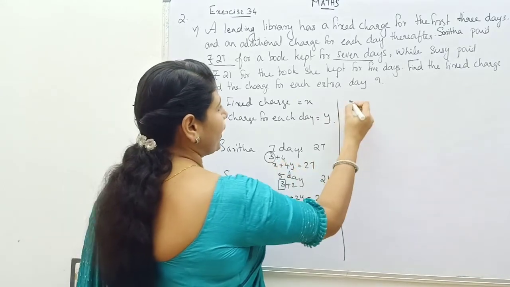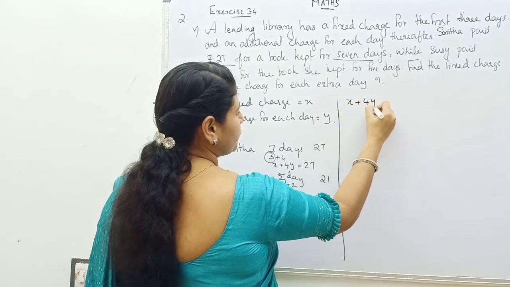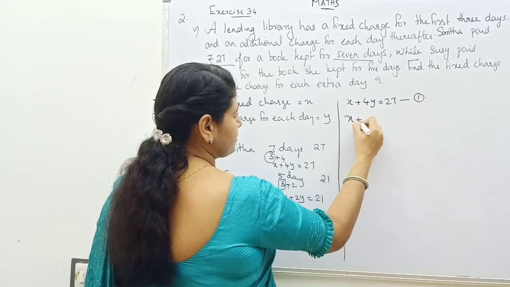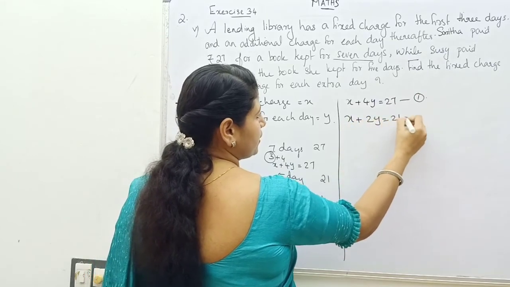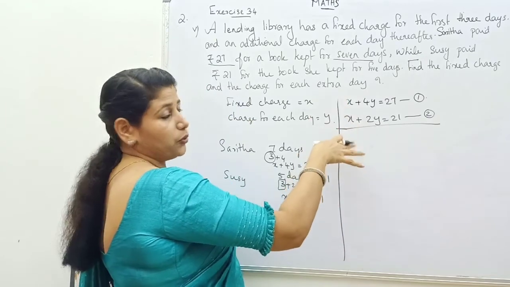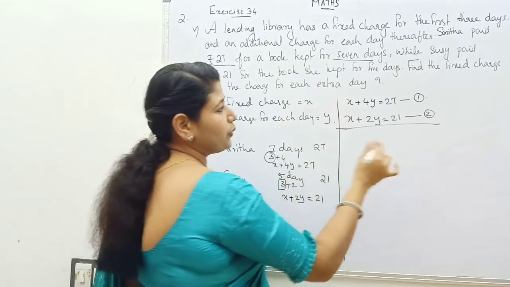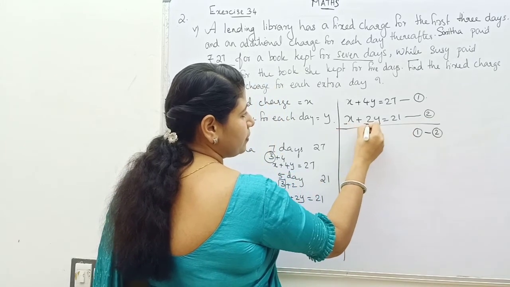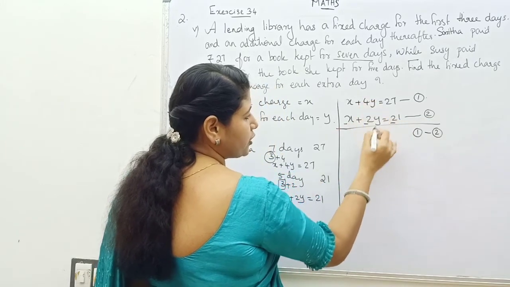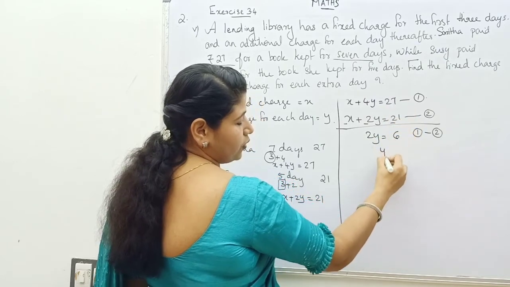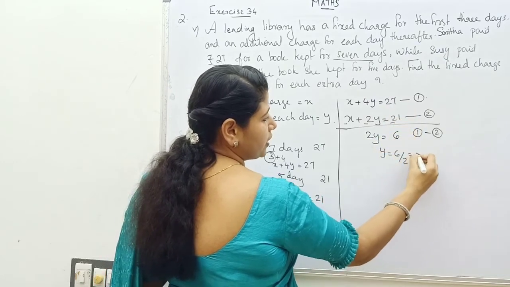So x plus 4y equal to 27 is your first equation, and the second one is x plus 2y equal to 21. Since the coefficients of x are the same, with no difference in sign, you can just subtract 1 minus 2. x minus x is 0, 4y minus 2y is 2y, 27 minus 21 is 6. So y equal to 6 by 2, which is 3.